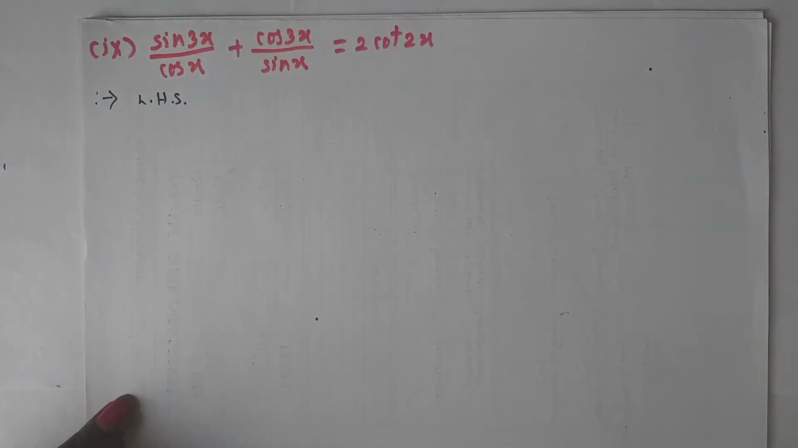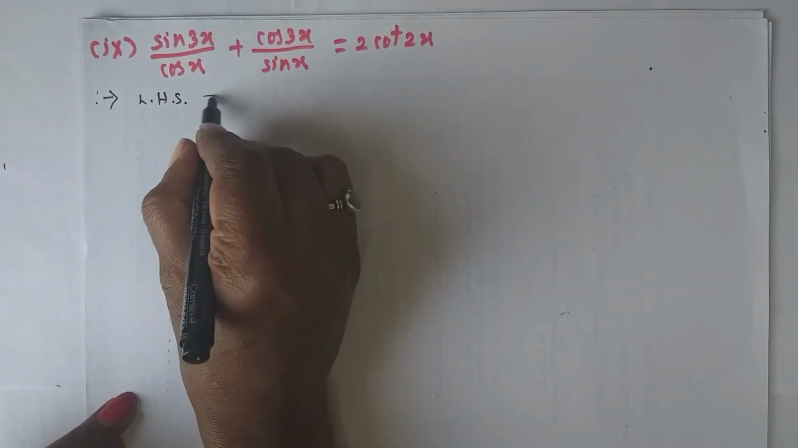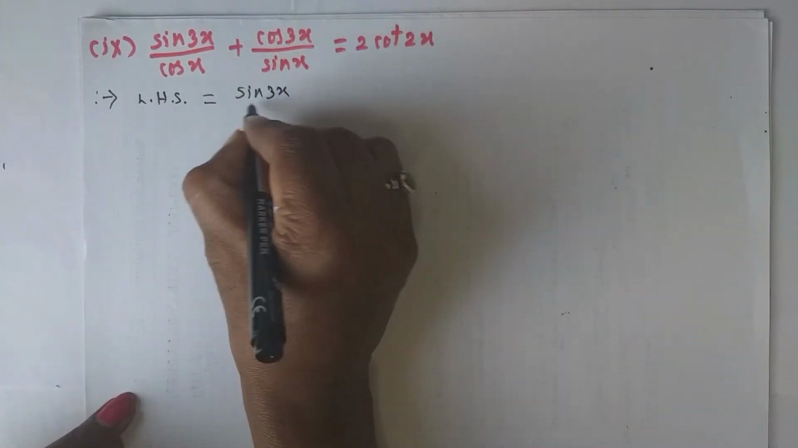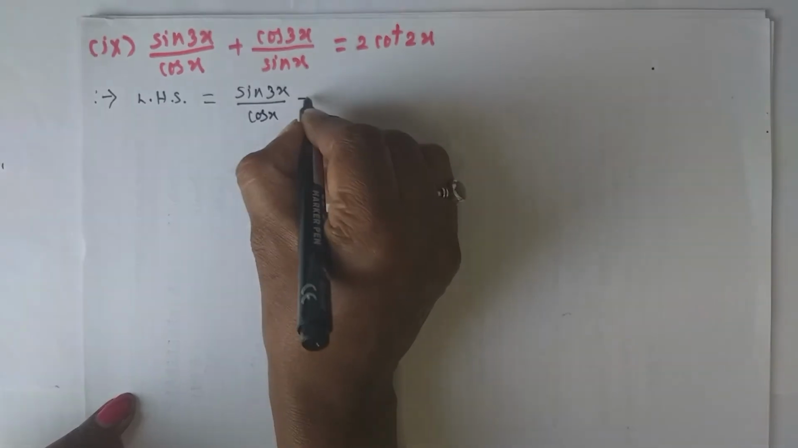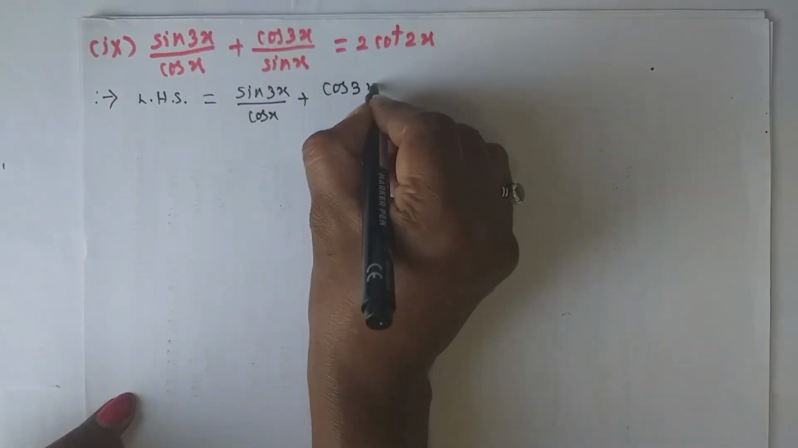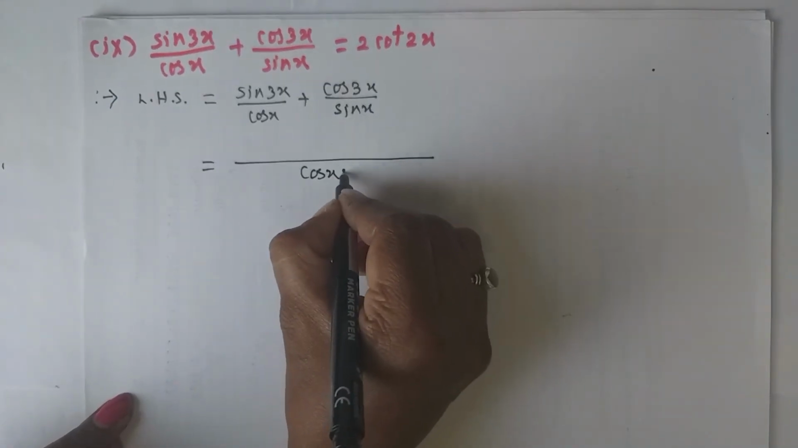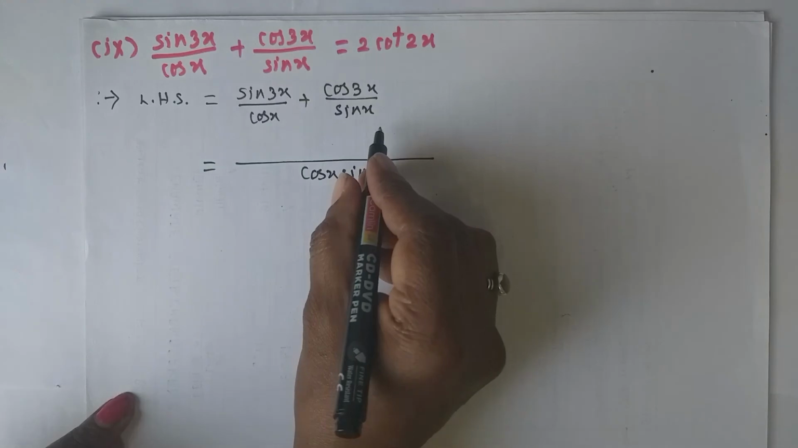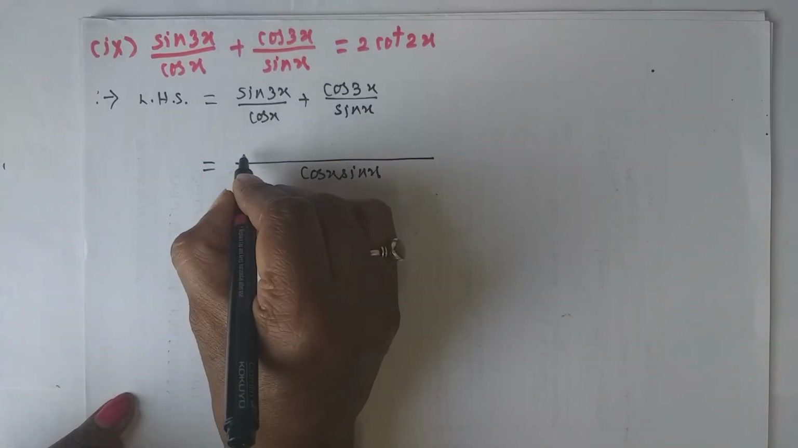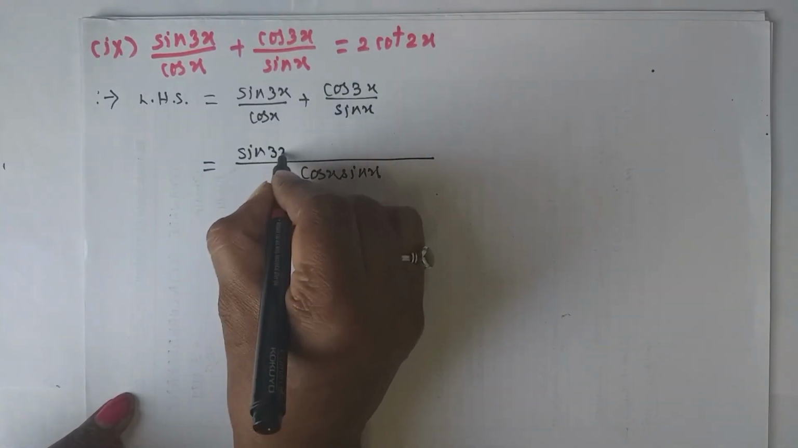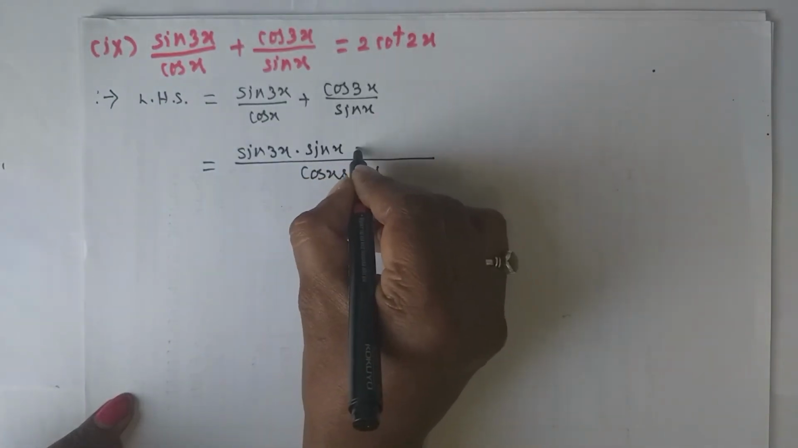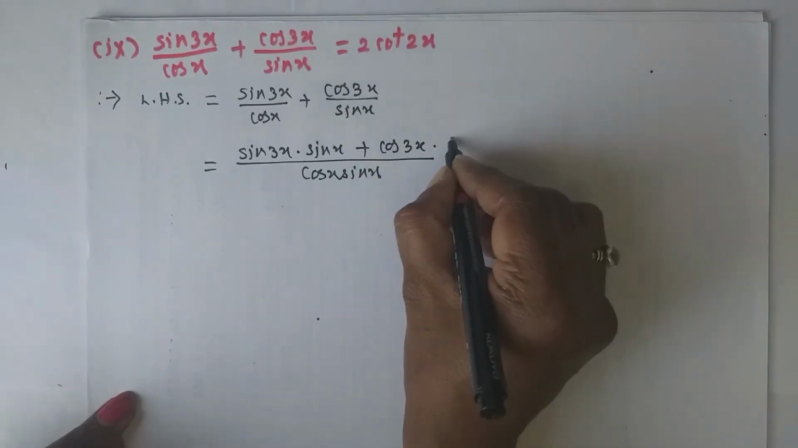What is this? Sin 3x divided by cos x plus cos 3x divided by sin x is equal to 2 cot 2x. Again, here you take the left hand side as it is and try to simplify it so that it is equal to right hand side. Now here I will take the LCM first. What is LCM here? Cos x sin x. As the denominator is different, take the cross multiplication here. This will be sin 3x into sin x plus cos 3x into cos x.